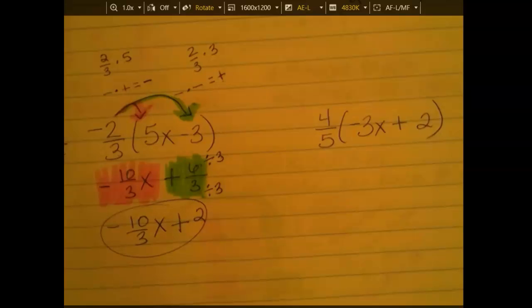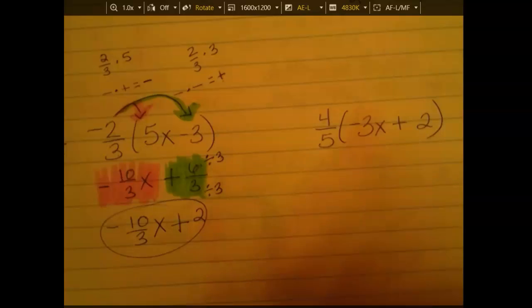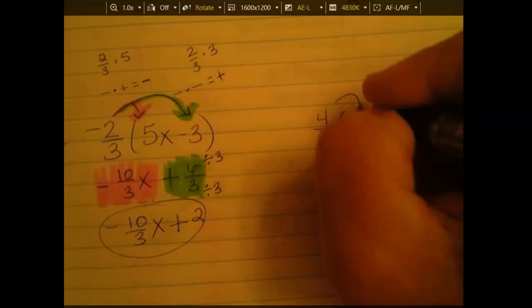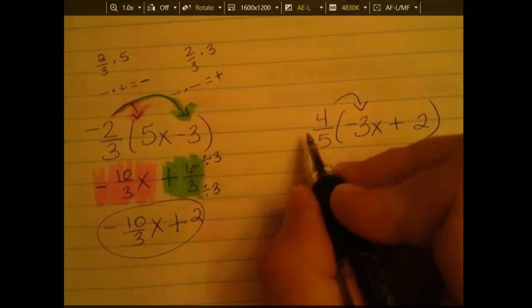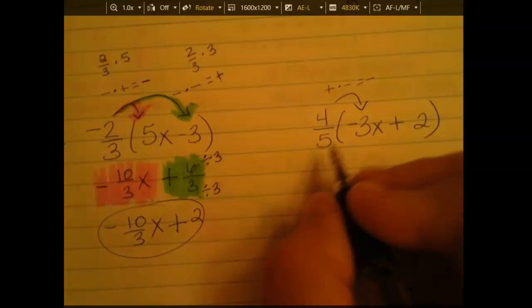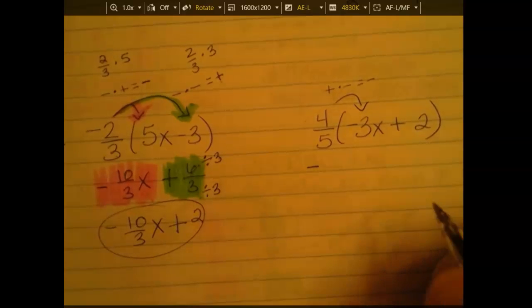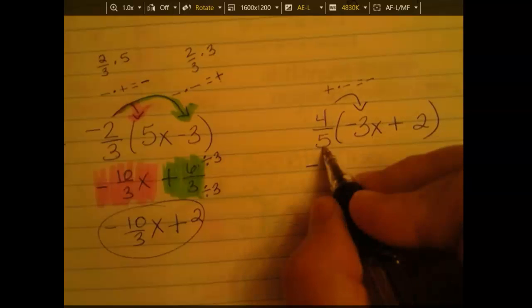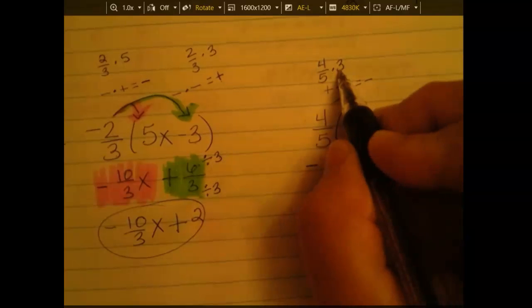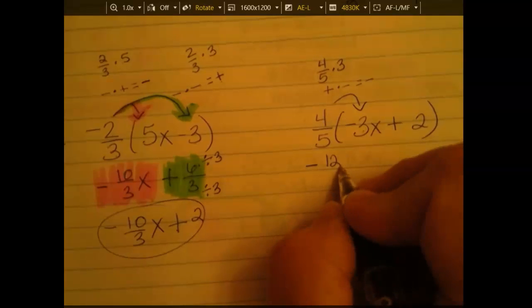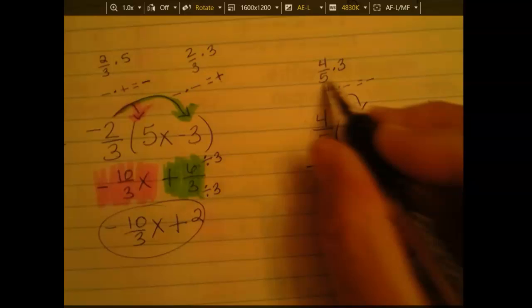Last one, last one. So we're going to get our first connection and distribute 4/5 times negative 3x. We do consider your sign. Positive times a negative. Different signs should give you a negative answer. So I'm going to go ahead and put my negative. And now I don't have to worry about the sign at all. I'm just going to multiply 4/5 times 3. Numerator times the whole number. 4 times 3 is 12. That's my new numerator. The denominator stays the same, so that's 5.